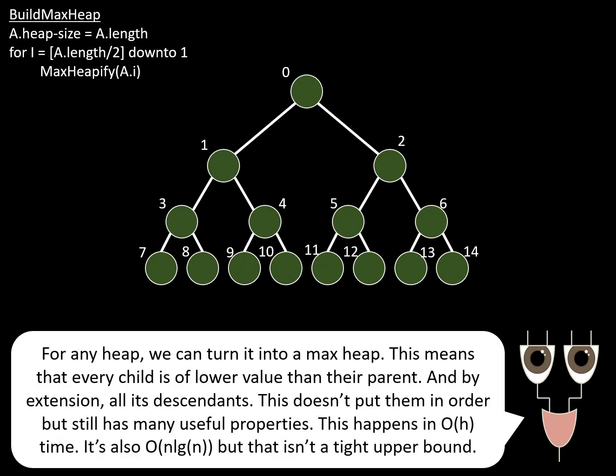For any heap, we can turn it into a max heap. This means that every child is of lower value than their parent, and by extension, all its descendants. This doesn't put them in order, but still has many useful properties. This happens in order of h time. It's also order of n log n, but that isn't a tight upper bound.